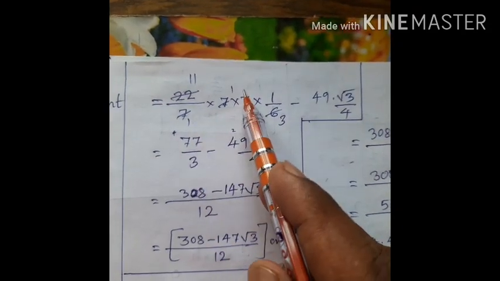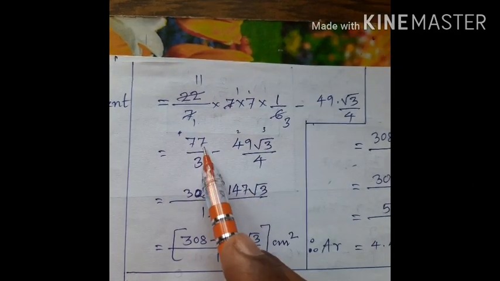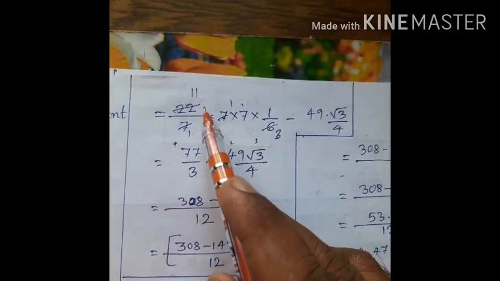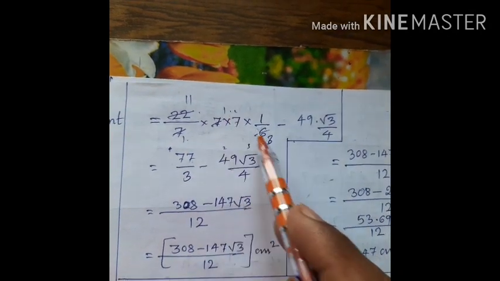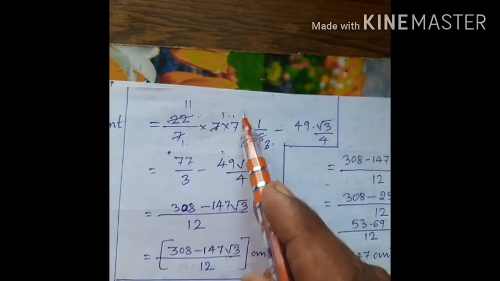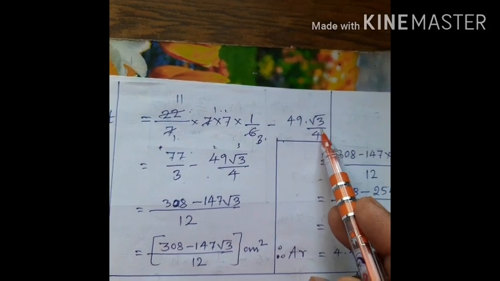So 7 1s are 7 get cancelled. Therefore we have 11 7s are 77, and here 2 3s are 6, 2 11s are 22. Okay. 7 1s are 7 get cancelled. 2 3s are 6, 2 11s are 22. Therefore it is 11 7s are 77 upon 3 minus 49 root 3 by 4.